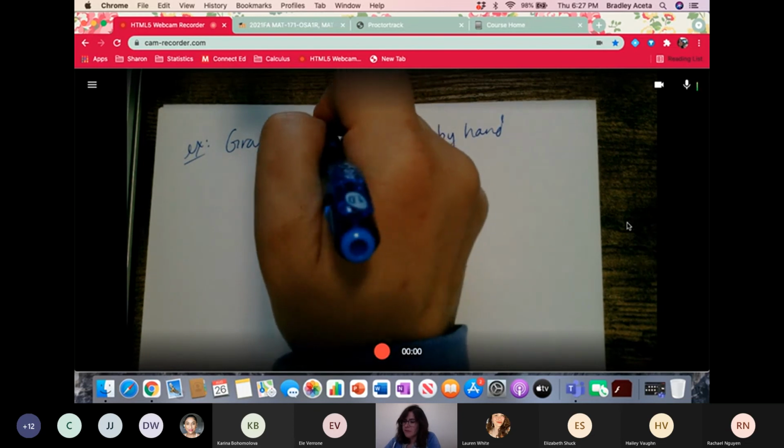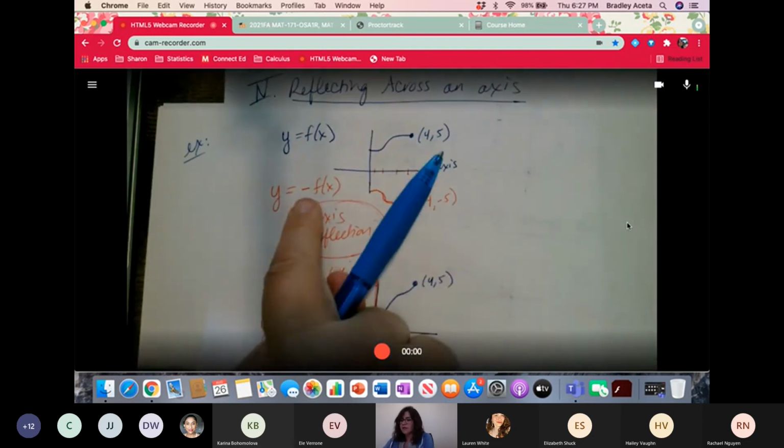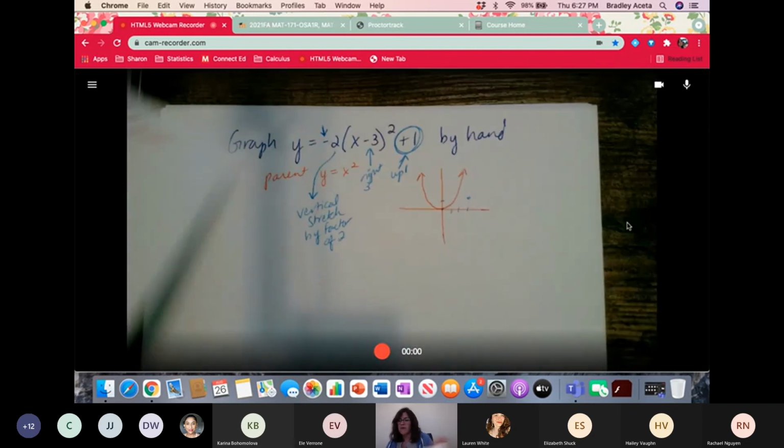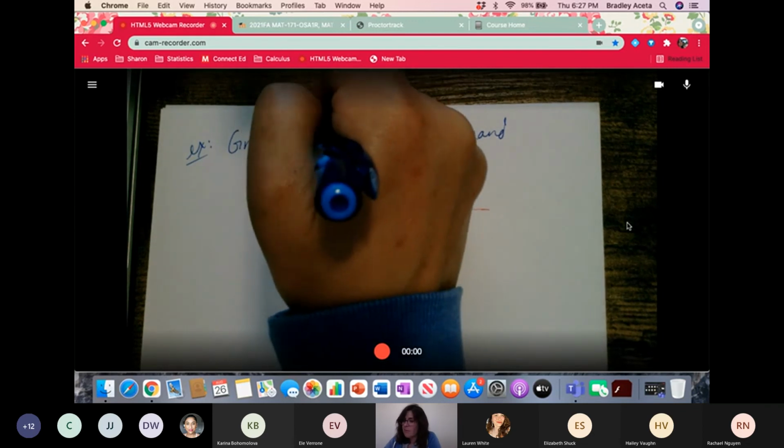And then the negative with the 2, that just means it's going to flip over. Flip over what? Flip over the x or flip over the y? Well, if I'm on the outside again, it's an x reflection. So I'm going to flip over the x.